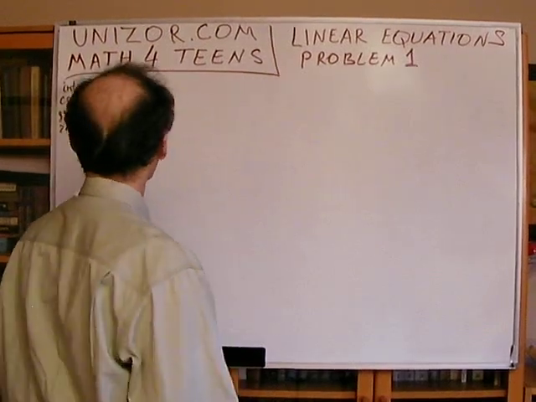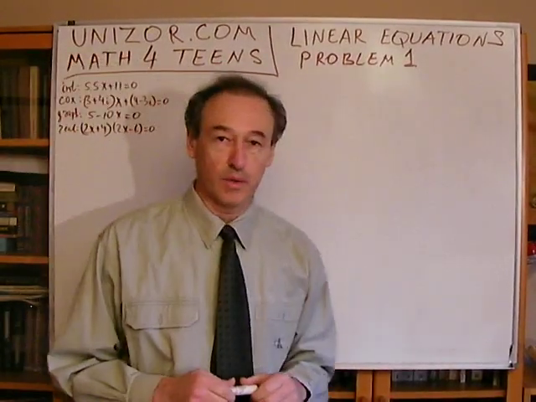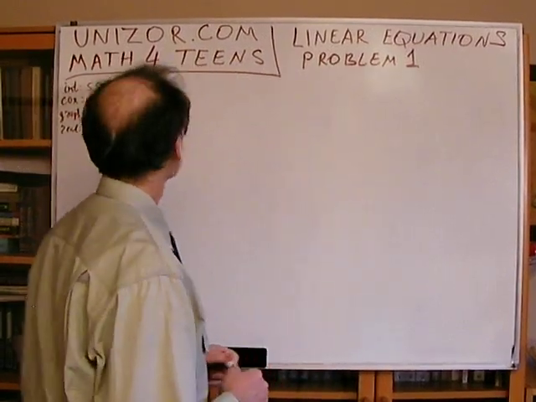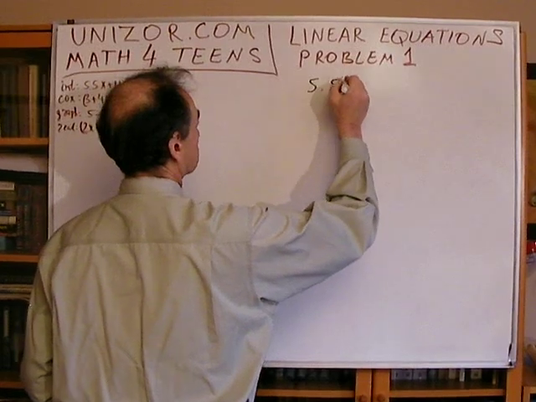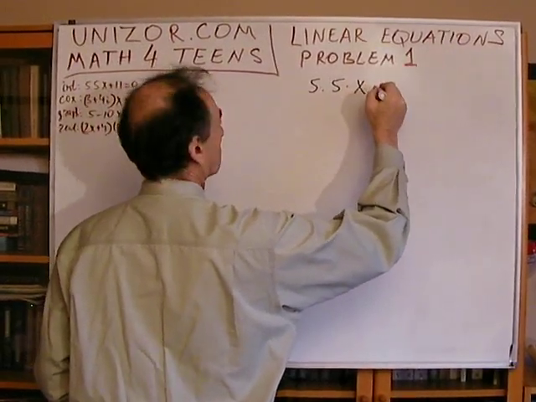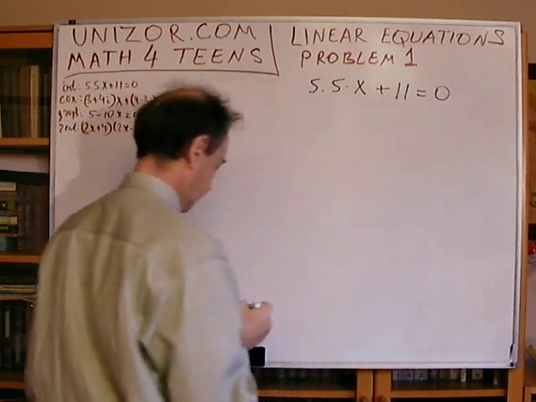All right, so I have four different problems, and I'll just do them one by one. Let's start with the first one. We have an equation, 5.5x plus 11 equal to 0. Okay.